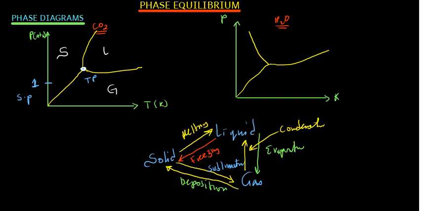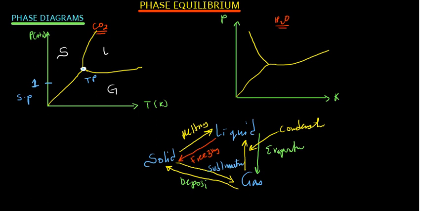We can just think of it more in terms of water. So this is melting. This line which is here is called a melting point line. That means at any point on this line, a solid can go into a liquid.